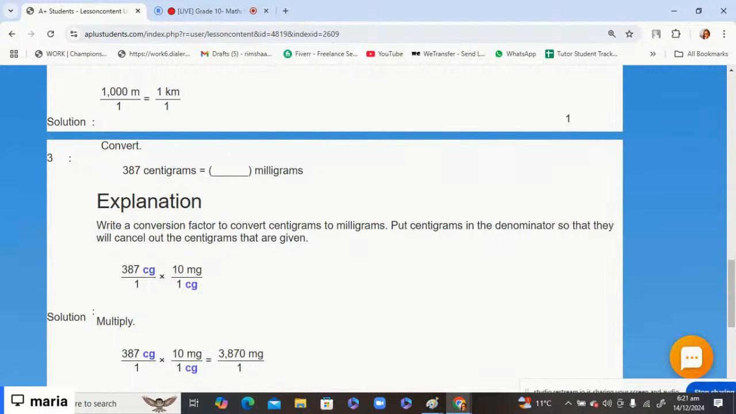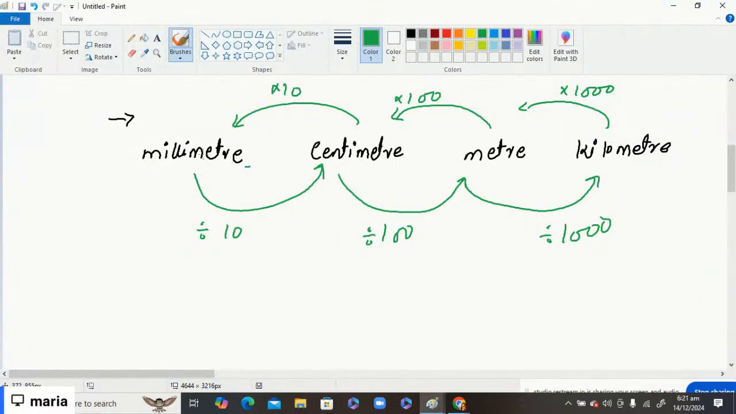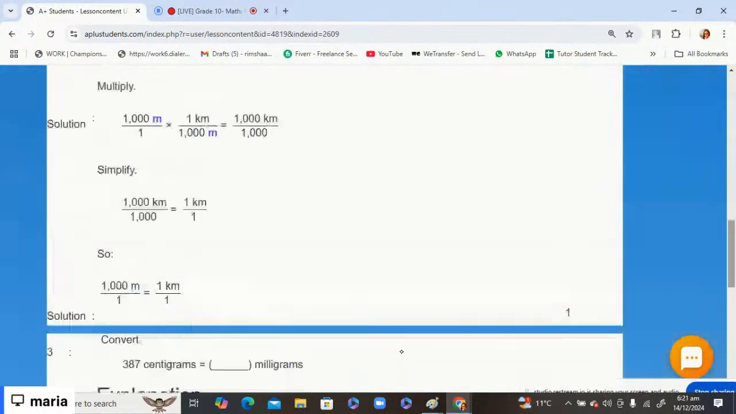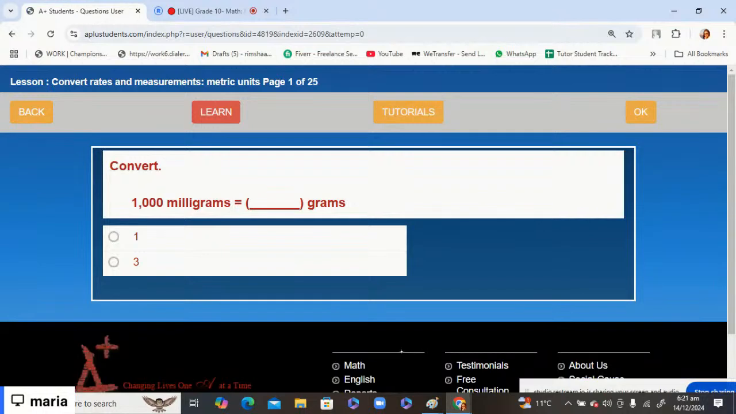Now here the grams are involved. If the grams are involved, centi to milligrams, you're going to multiply with 10. We already written it here. Centi to milli, that is multiplying with 10. Okay. Now let's do the test questions. 1000 milligrams to gram. If they are saying 1000 milligram is equals to how many gram? So when we see that, it's 1 gram, just like meter or kilometer.